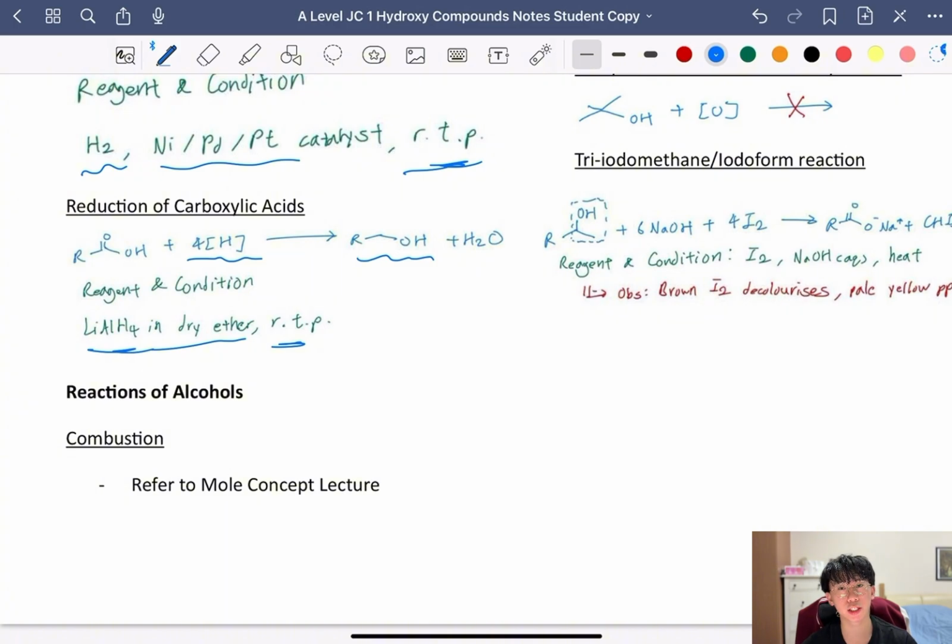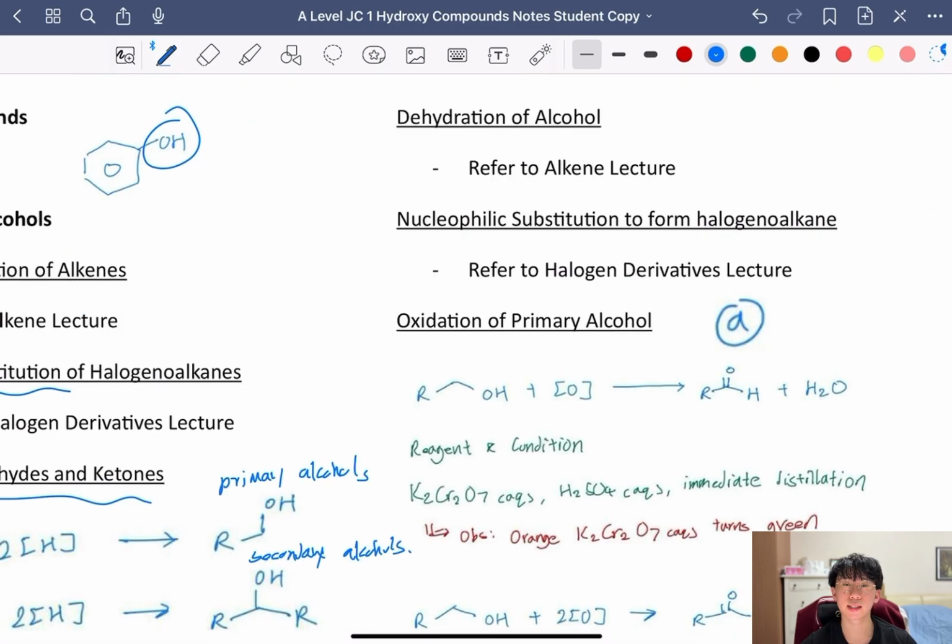Now what are some reactions that your alcohols can go through? Firstly, you of course will have combustion because that's expected for every organic reagent. So do refer to my mole concept lecture so that you can find out all the different calculations and equations that you have to come up with when you're doing a combustion question. Next, you can also do dehydration of your alcohols to get your alkenes. So do refer to my alkene lecture because the reagents and conditions for this reaction were also covered there.